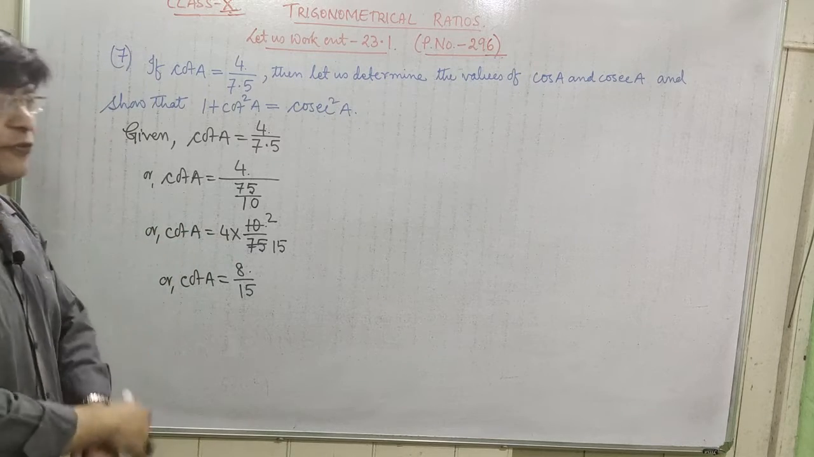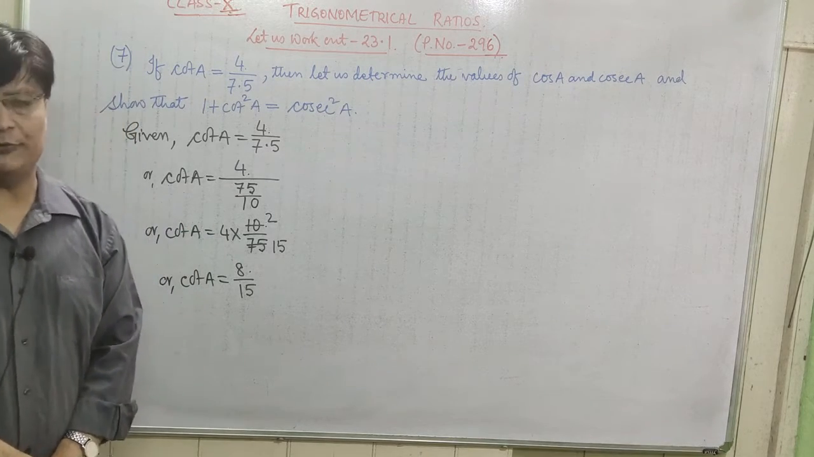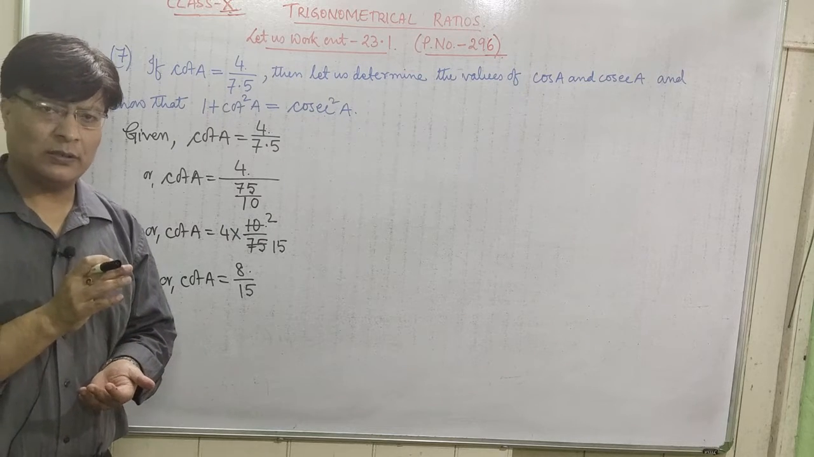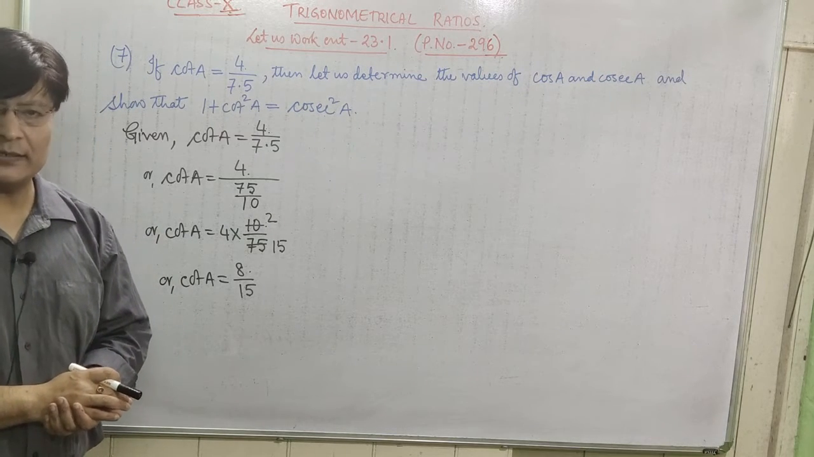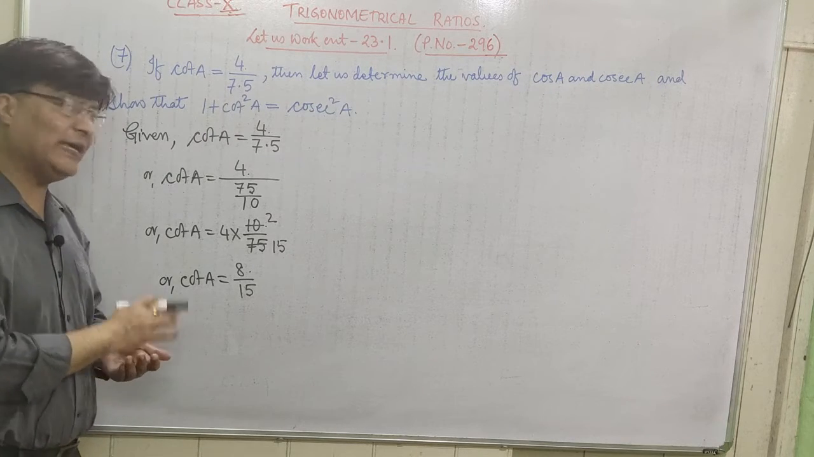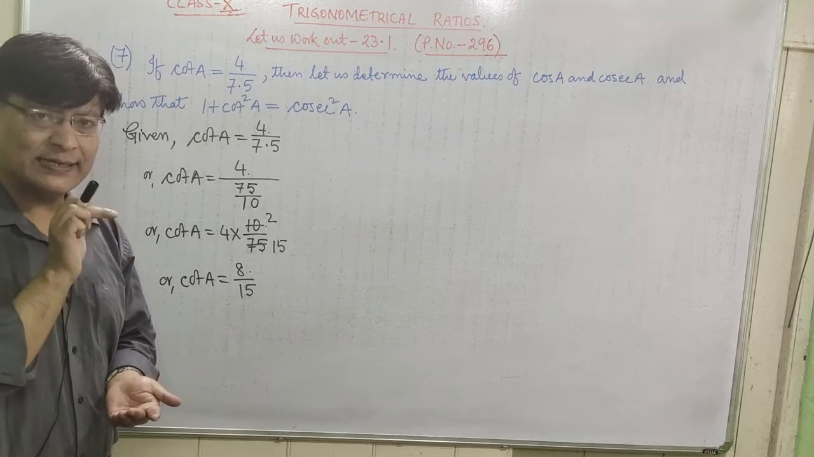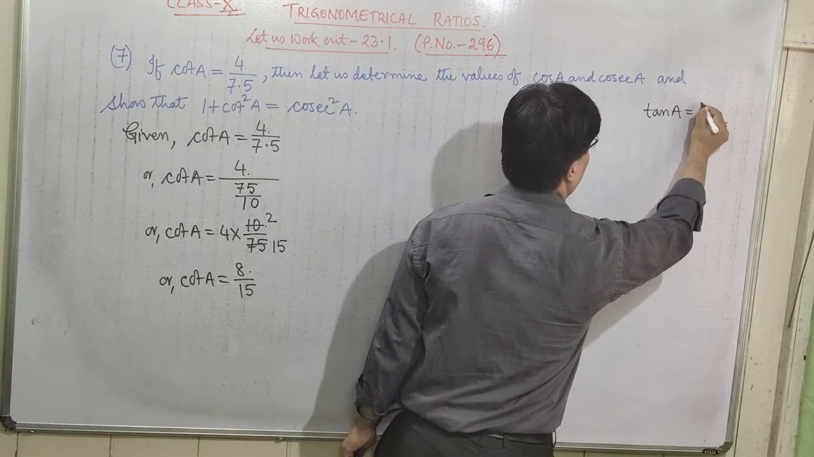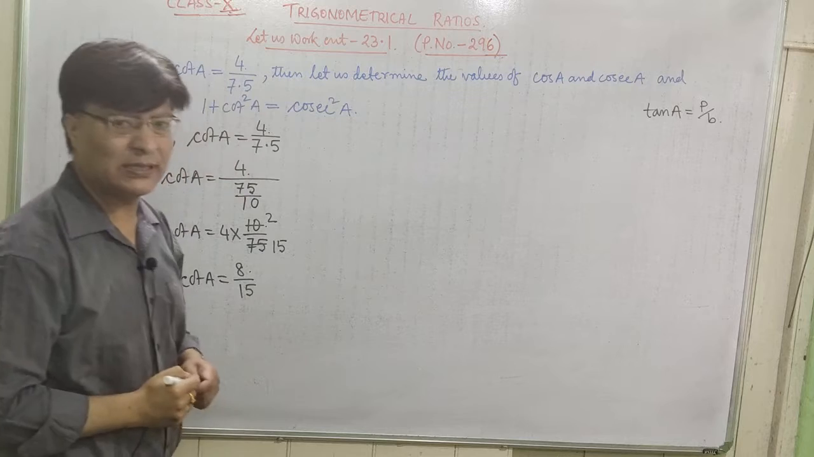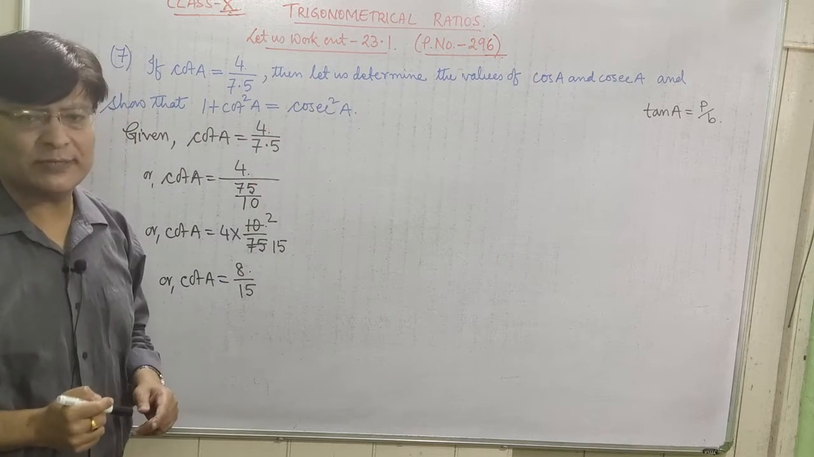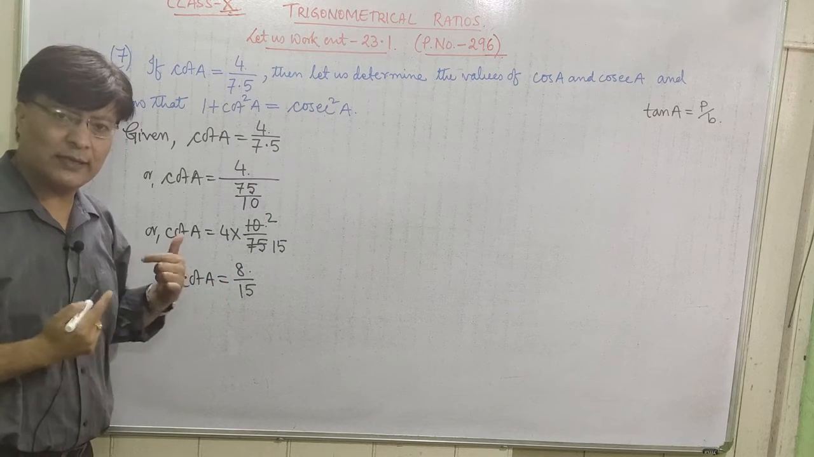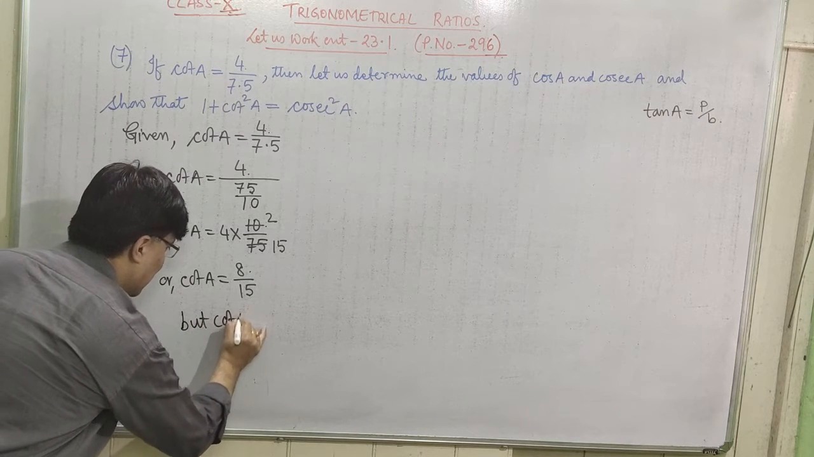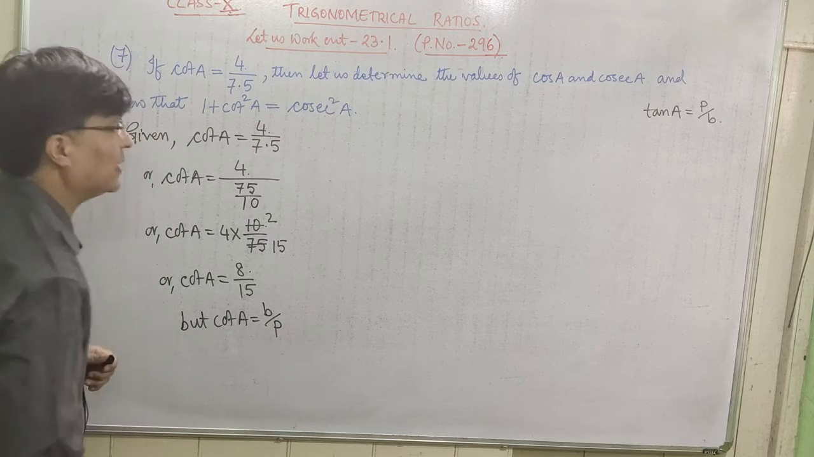Now you should know the formula of cot A in terms of perpendicular, base and hypotenuse. You know that tan A is just the inverse of cot A, or cot A is the inverse of tan A. So what is the formula for tan A in terms of perpendicular, base, hypotenuse? Tan T, turn permanently black. That means tan A is equal to P by B. But cot A is just the inverse of tan A. If tan A is equal to P by B, then what is cot A? Cot A is B by P.